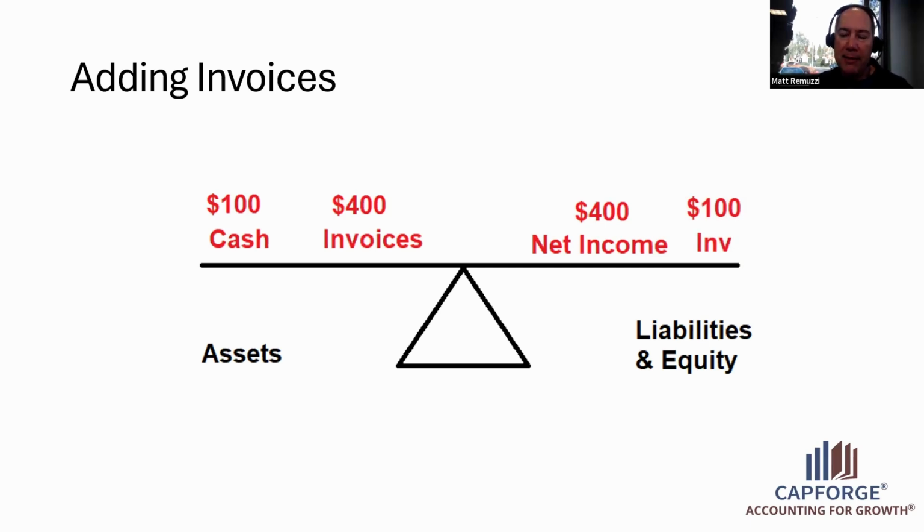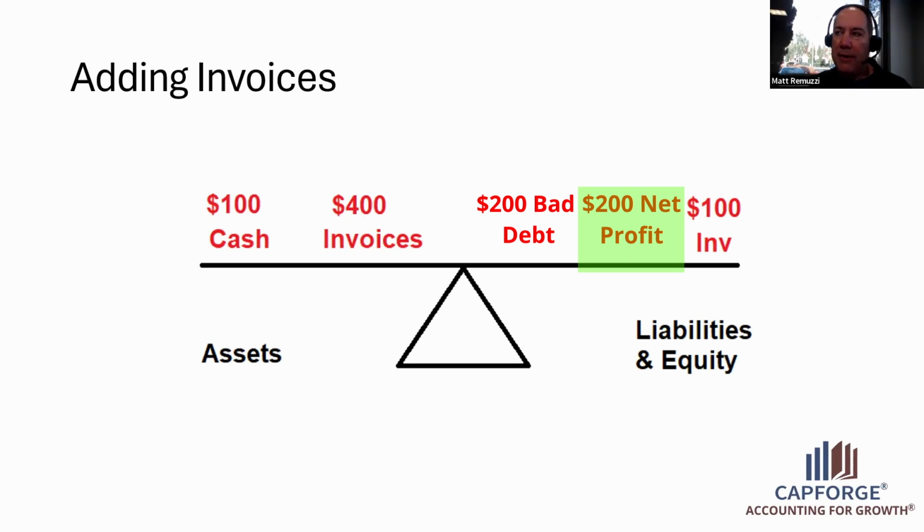Now, suppose we had 200 of those $400 worth of invoices, and those customers said, you know what? You guys did a lousy job, so we're not paying. What would we put on our P&L? Well, we'd still have $400 of invoices, but then we would have $200 of bad debt expense, and that would leave us with just $200 of net profit. So invoices would come down, net income would come down, everything stays balanced.